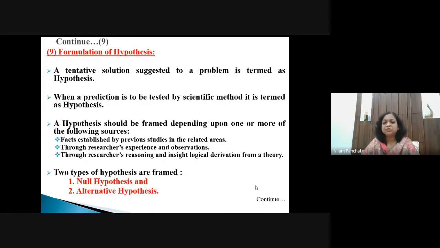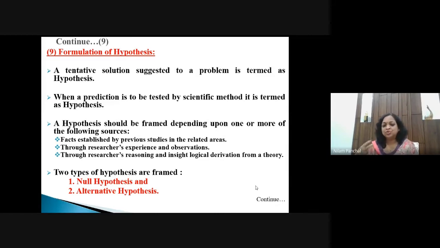Friends, a tentative solution suggested to a problem is termed a hypothesis. So when a prediction is to be tested by a scientific method, it is termed a hypothesis. So a hypothesis should be framed depending upon one or more of the different sources. Say for example, facts established by previous studies in related areas, the researcher's experience and observations, the researcher's reasoning and insight, and logical derivation from a theory. So how the hypothesis is framed, that is very, very important.